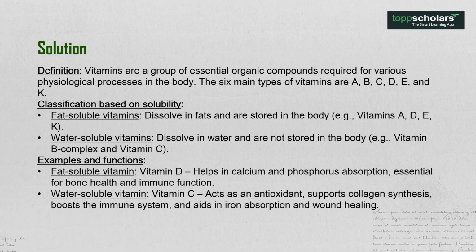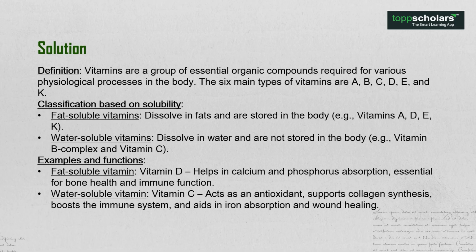Number 2, classification based on solubility. Fat-soluble vitamins dissolve in fats and are stored in the body. Example, vitamin A, D, E, K. Water-soluble vitamins dissolve in water and are not stored in the body. Example, vitamin B complex and vitamin C.